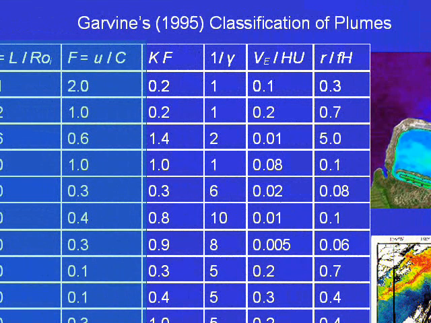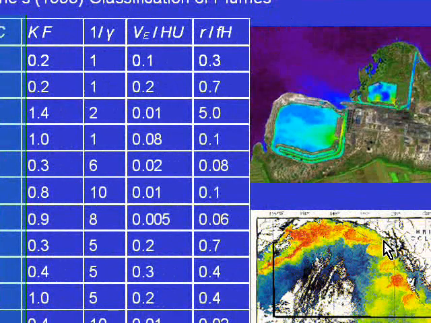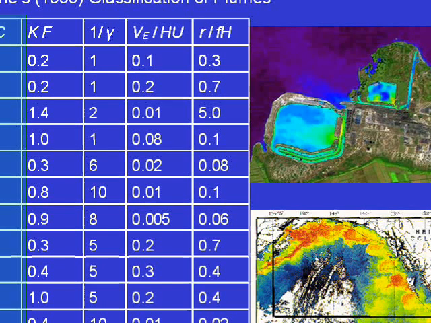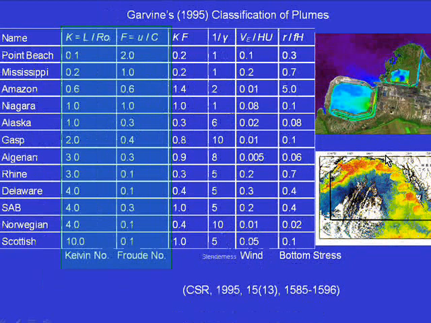So this is a picture of surface temperature, and you see here, this is the Alaska coastal current. And you see the length scale of this. This is thousands of kilometers. Thousands? Well, at least several hundred kilometers here. And the width is much smaller than the length scale. So this is a slender plume, a long plume, and actually here it is. It has a Kelvin number of 1 and a Froude number of 0.3, so it's a semi-geostrophic plume.